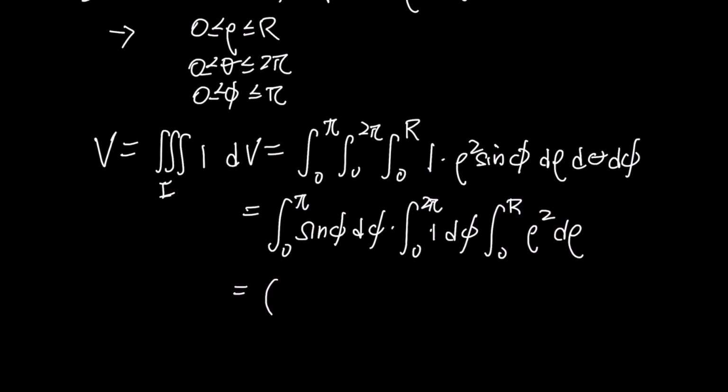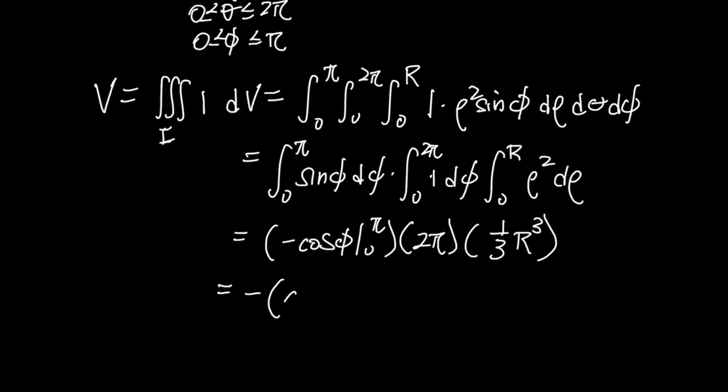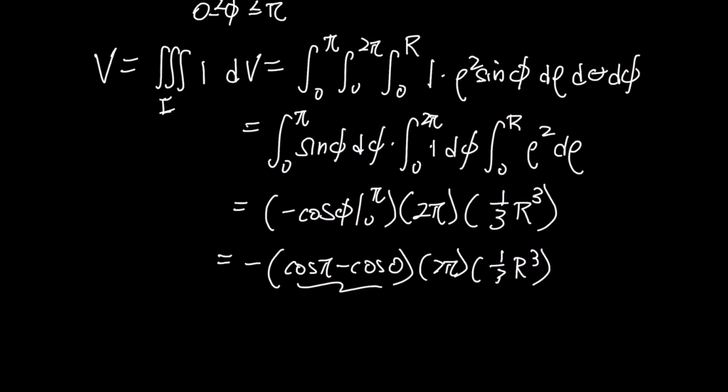This will end up giving me a negative cosine phi from 0 to pi times a 2 pi. This will be a 1/3 r cubed. We'll get a negative cosine of pi, subtract cosine of 0, times 2 pi times 1/3 r cubed. Cosine of pi is -1. Subtract a 1, this gives me a -2. So at the end of the day, this gives me 4 pi over 3 r cubed, just like I expect. Very simple when we're in the right coordinate system.